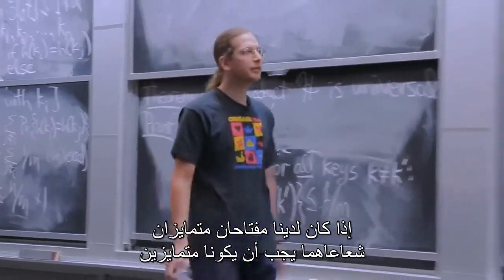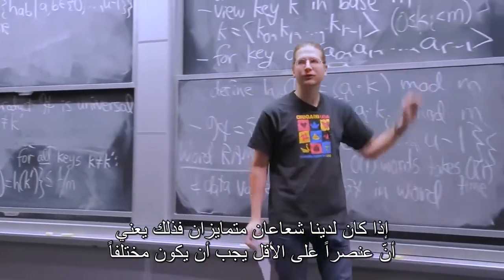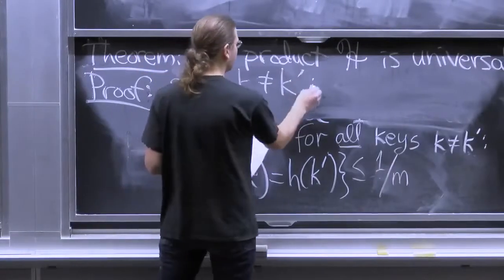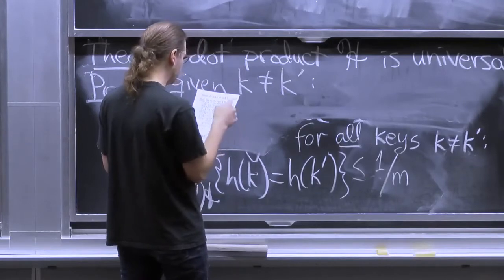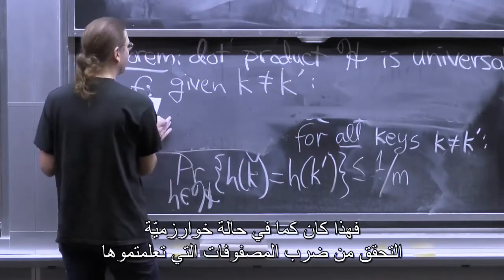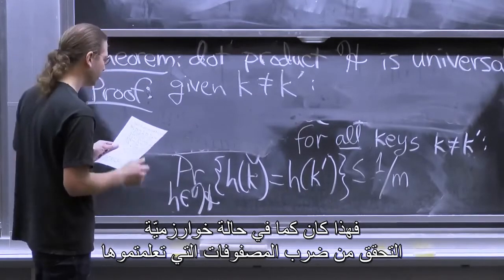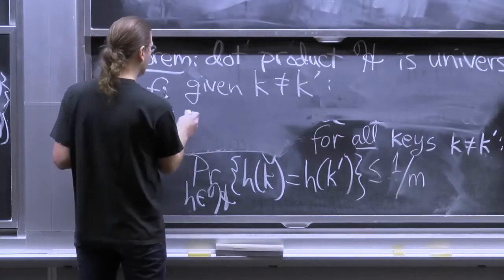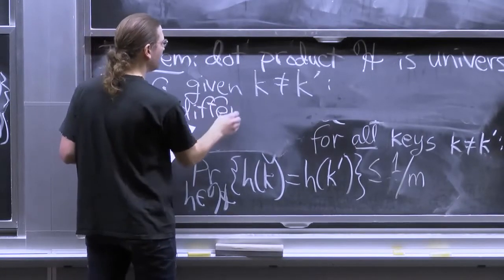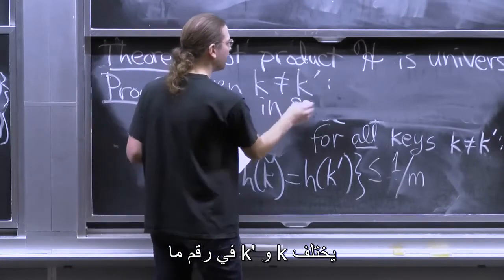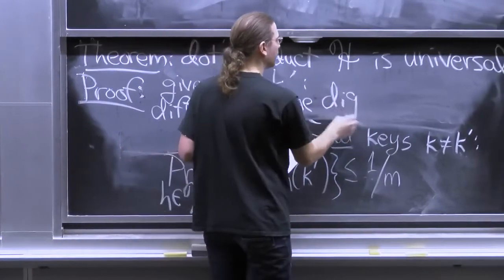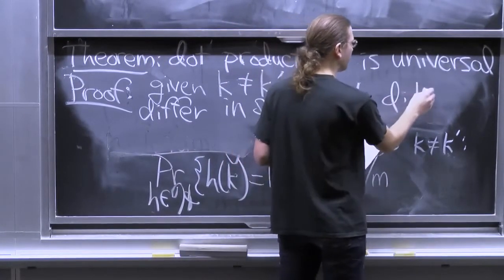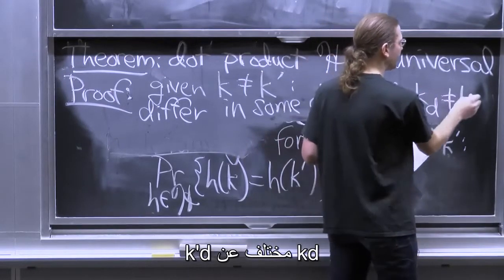Now, if two keys are distinct, then their vectors must be distinct. If two vectors are distinct, that means at least one item must be different. Should sound familiar. So this was like in the matrix multiplication verification algorithm that Srini taught. K and k prime differ in some digit. Let's call that digit d. So k sub d is different from k sub d prime.